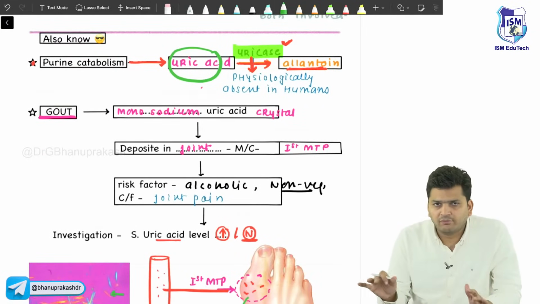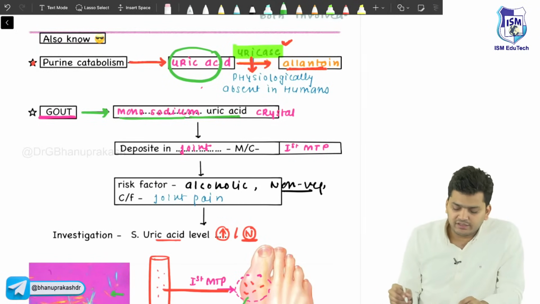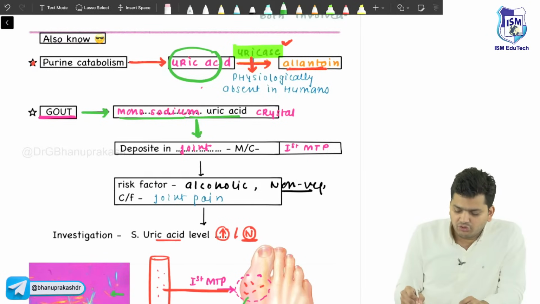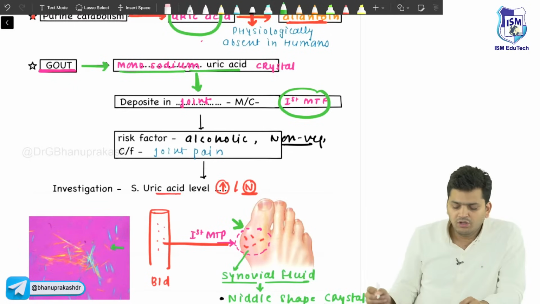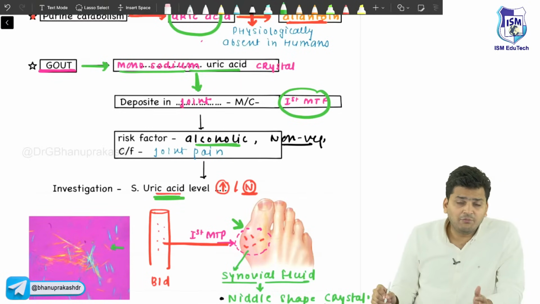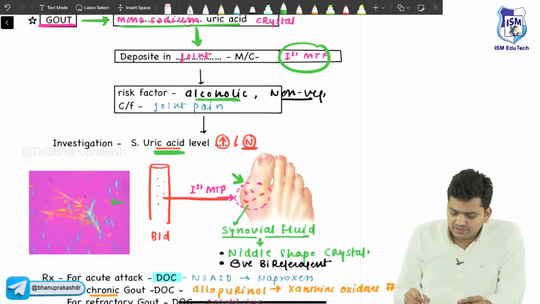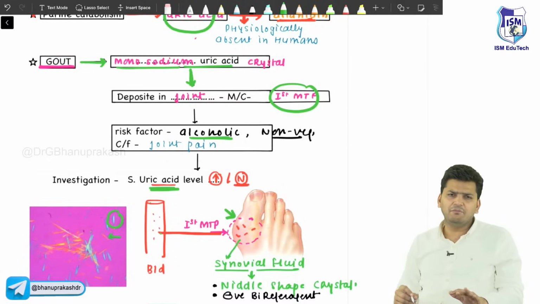Super important topic for your exam, gout. There is going to be a crystal called monosodium urate. The monosodium urate crystals are going to deposit in the joints, particularly the first metatarsophalangeal joint, the great toe, and particularly seen in alcoholics. There is going to be severe pain. The serum uric acid level at the time of pain may be decreased, increased, or normal. The crystals are needle shaped. They are going to deposit in the first MTP. The patient will have severe pain.